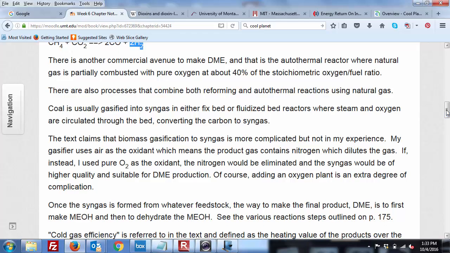Head over to Kern's house and check out his gasifier. In fact, what we really need to do is get our own biomass gasifier going.